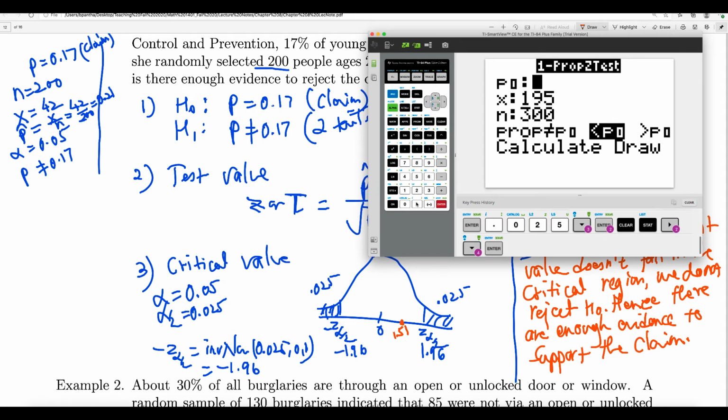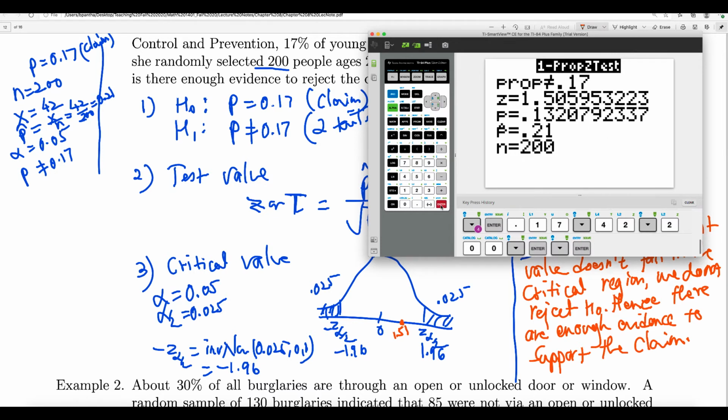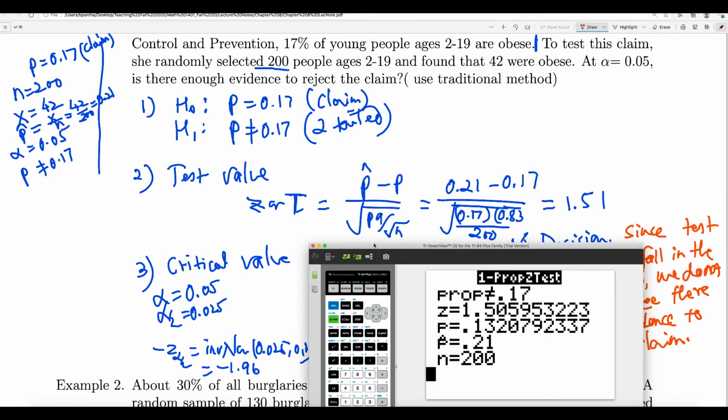So we enter 0.17 for p0. What is x? x is 42. That is the value of the observation. And then what is n? n is 200, right? Is this left tail, right tail, or two tail? This is two tail, so I am picking the first one, going to Calculate, and hitting enter. You get the test value is 1.50. Test value is 1.50 here. We got 1.51 basically.